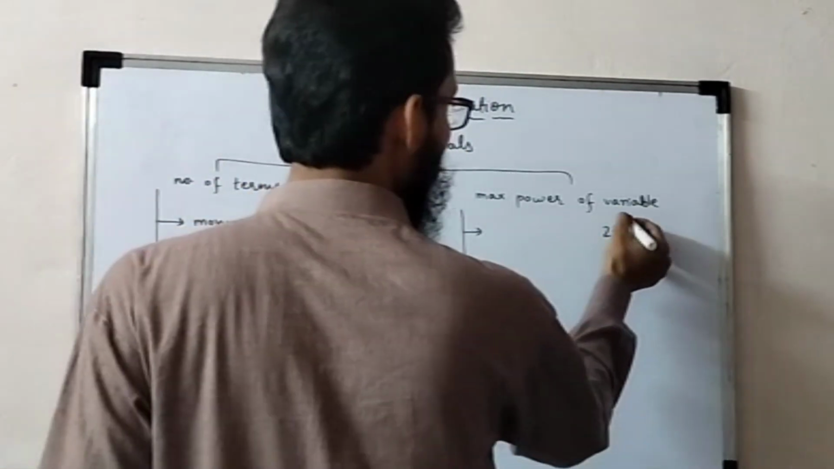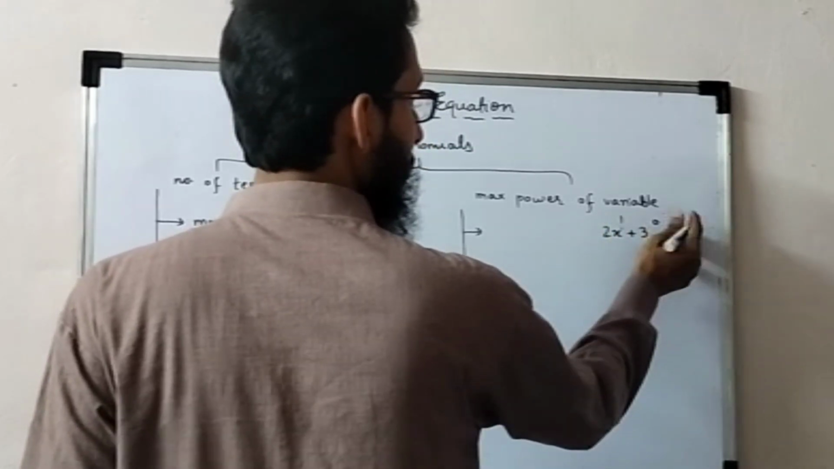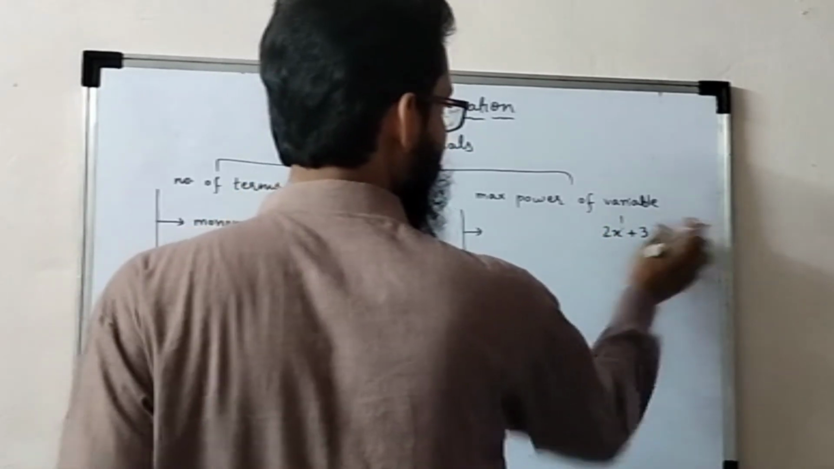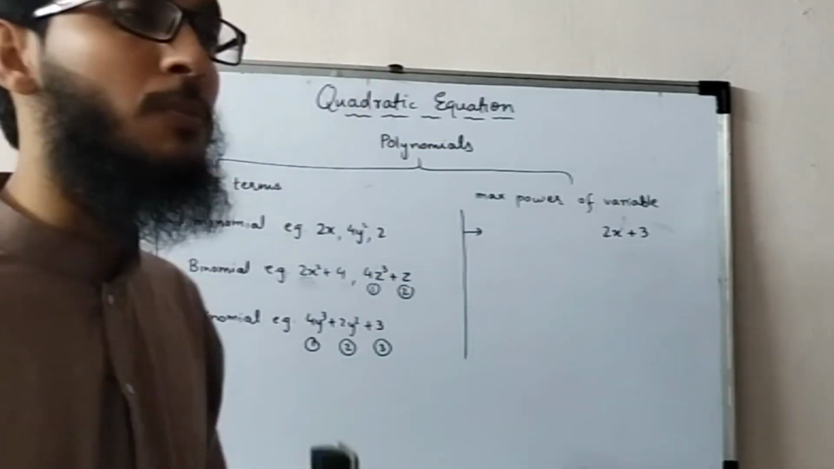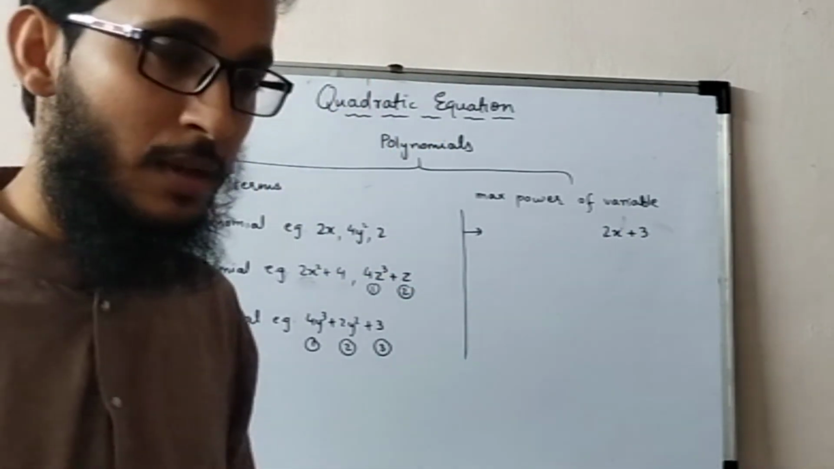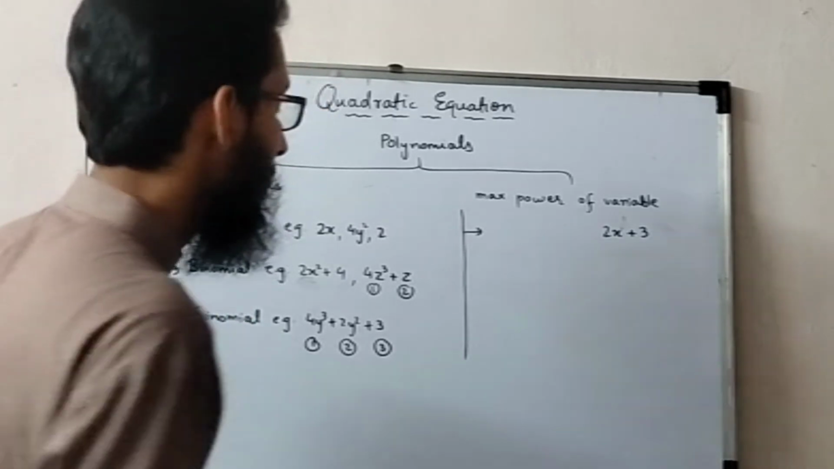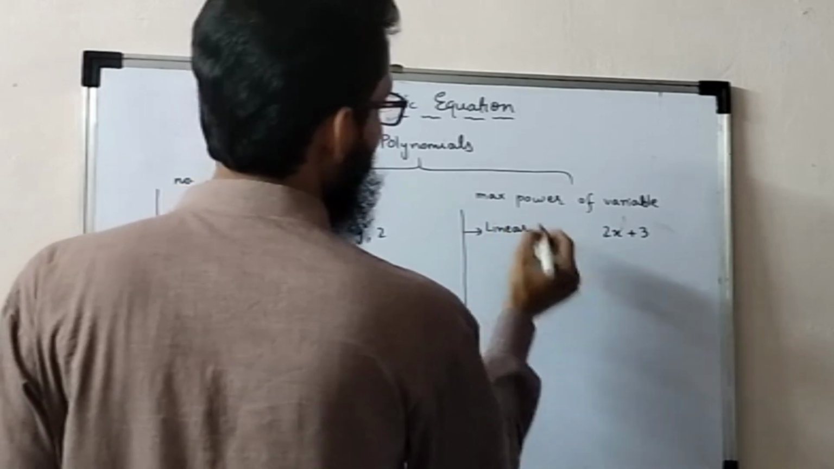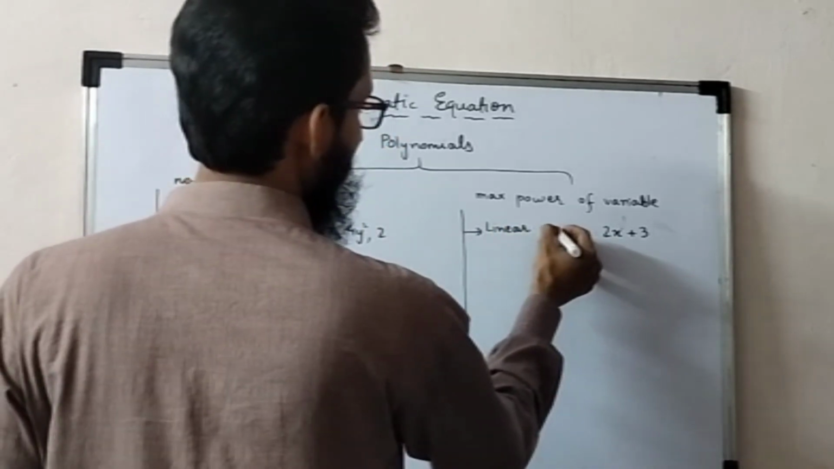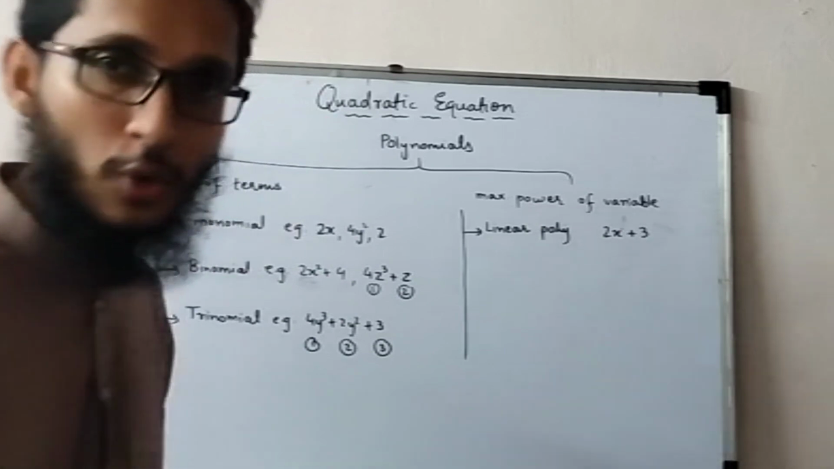So what is the maximum power? Here power is 1, here power is 0. So maximum power is 1. Maximum power is 1. So if polynomial having variable with maximum power 1, that type of polynomial is called linear polynomial. Linear polynomial. Okay.